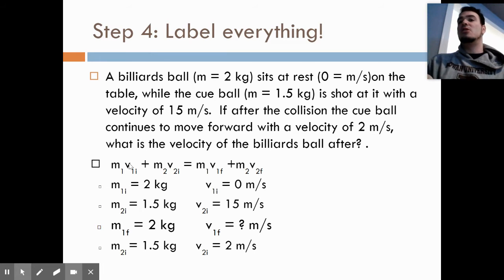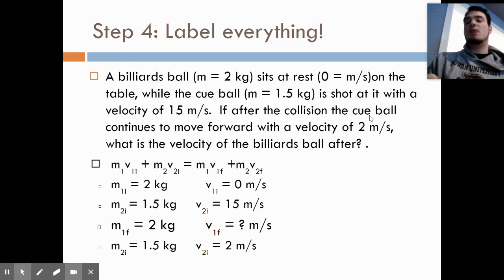Now we go to its velocity. The object is at rest, so the velocity is 0 meters per second. We're already there for those two parts. Then we go to the cue ball, which is 1.5, and then we have a velocity of 15 meters per second. So we have this number as well. That is everything on the left side of the equation done, completed.